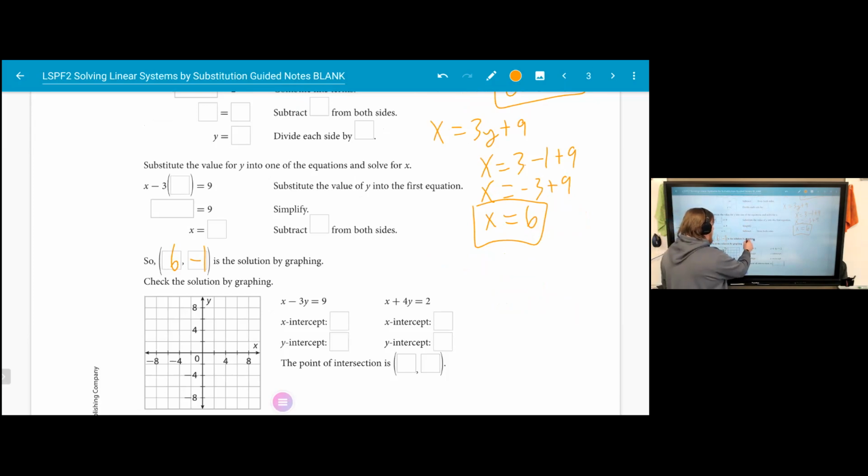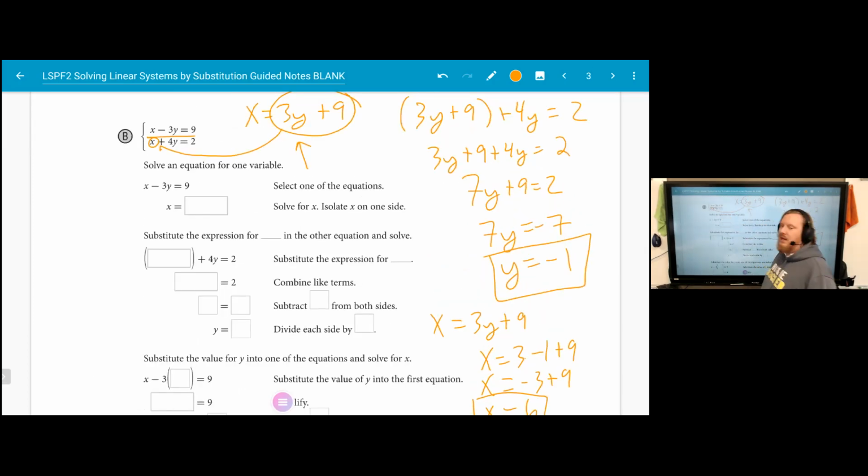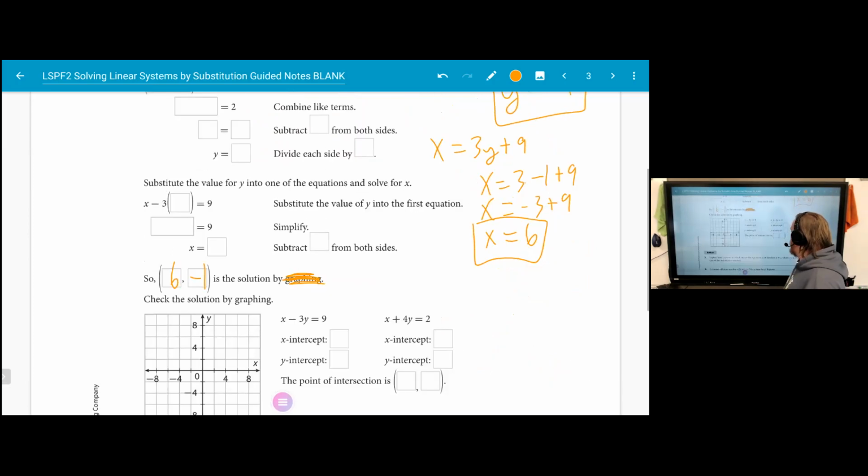We're going to talk about the graphing thing. Plug those in to both equations. I don't like the whole checking by graphing thing. I'm not impressed with that. Plug them back in. Plug negative 1 in for y, plug 6 in for x, and you will get exactly the correct answers. You'll get true equations.